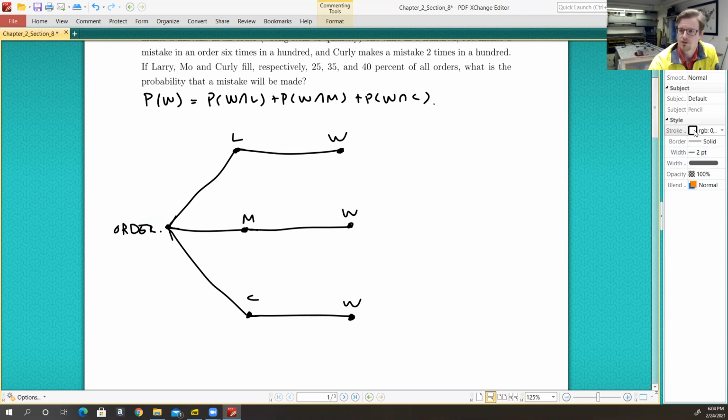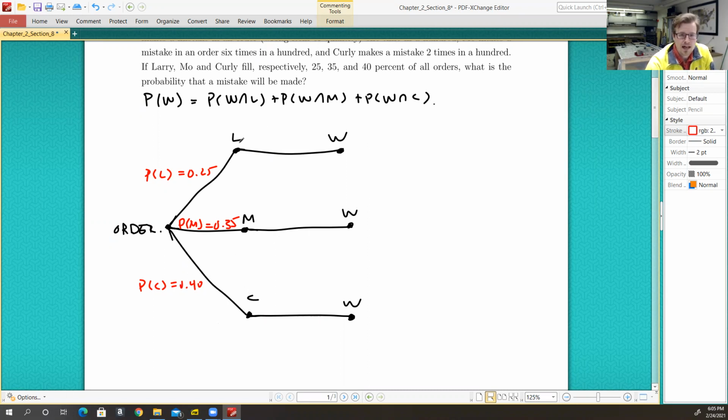All right, so we go from there. Well, the probability that Larry is going to fill it is given by, right, he fills 25% of the orders. Mo, the probability that Mo filled it is given by 0.35, since he fills 35% of the orders, and the probability that Curly filled it is 0.40, because he fills 40% of the orders.